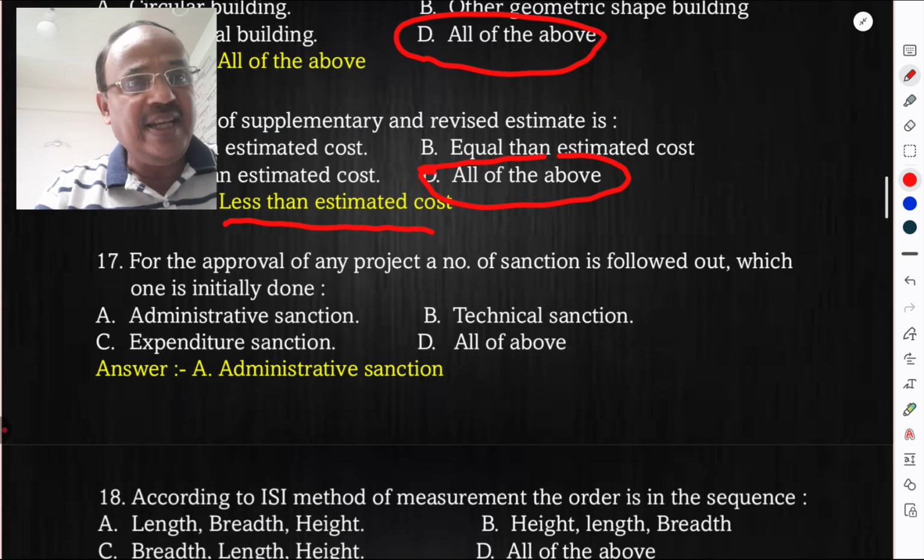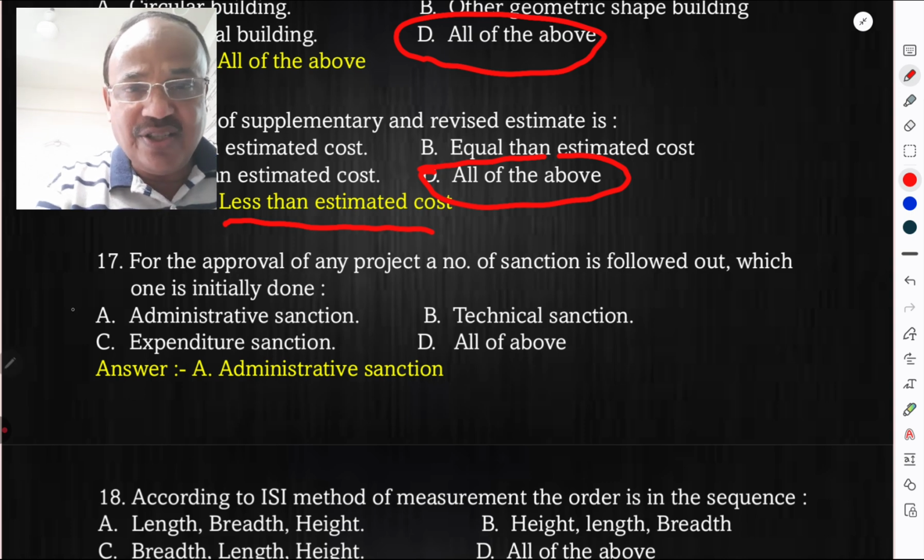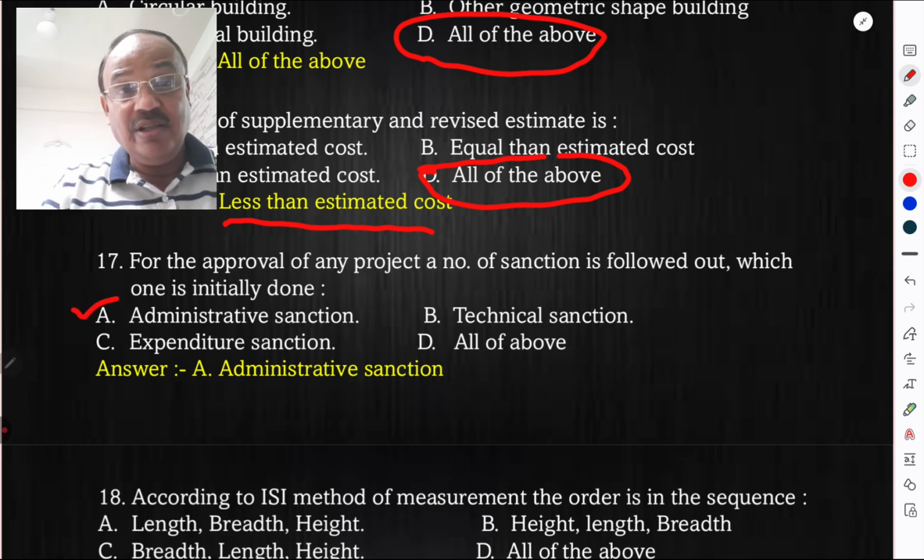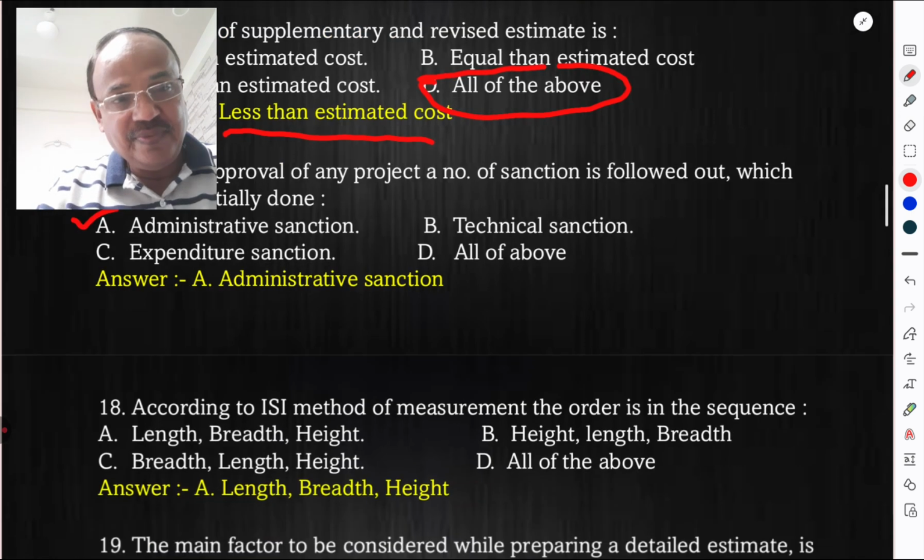For the approval of any project, a number of sanctions are followed. Which one is initially done? Administrative sanction is firstly done. But in case of DPC, that is Jilla Niyojan Samiti, or when the funds are given by the District Planning Commission, in such cases TS is given first.